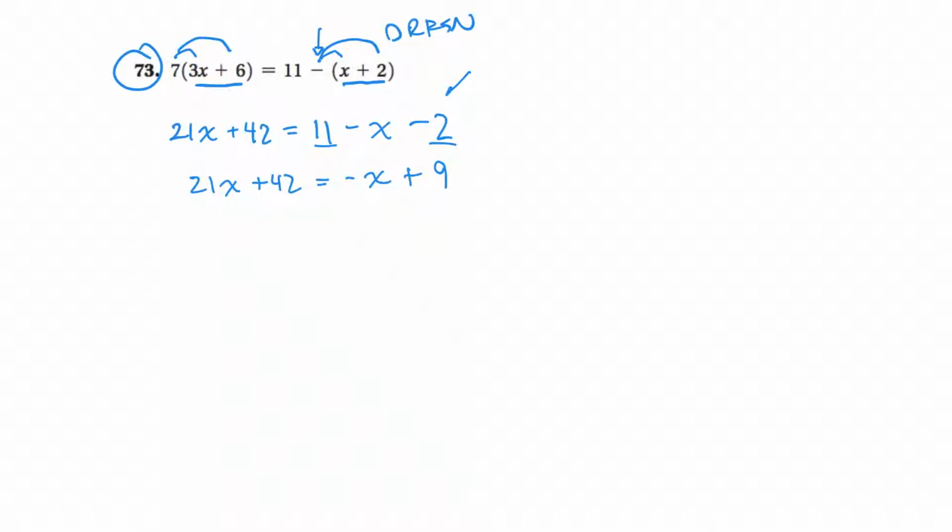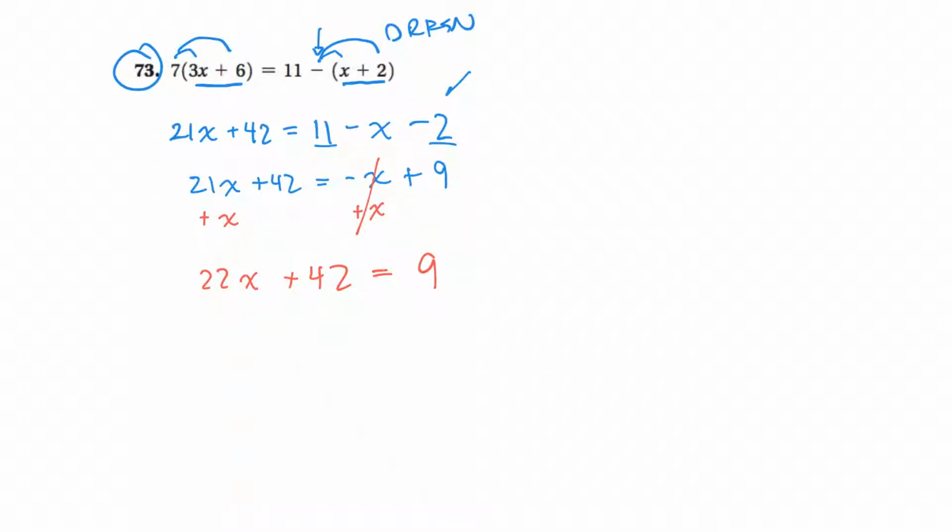Now I want to get x's on one side, numbers on the other side. So I'm going to add an x here, so they cancel. If I add it there, I have to add it there. So I'm going to have 22 x's plus 42 is equal to 9.